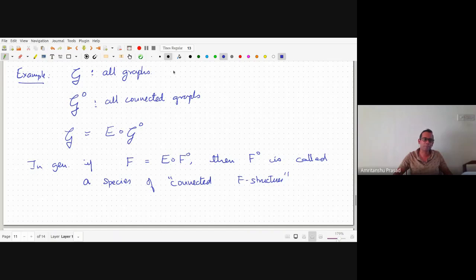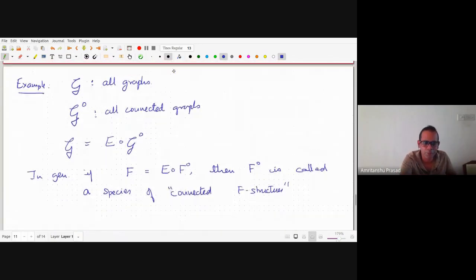And the other important example of composition of species, it's a very interesting example, is what is the connected component of a permutation?